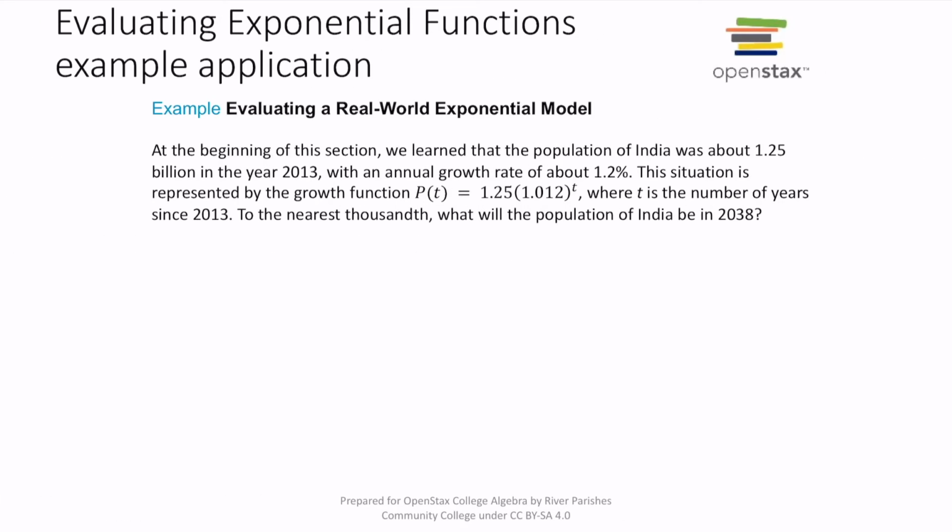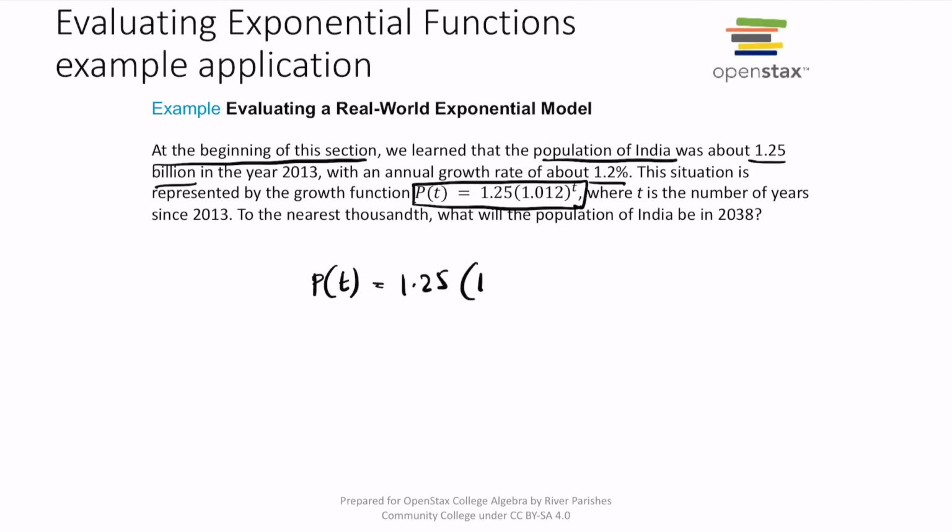Next, let's start with this problem. At the beginning of this section we learned that the population of India was about 1.25 billion, with an annual growth rate of 1.2%. The situation is presented using this function, which explains that population growth. P of t is equal to 1.25 times 1.012 to the power t, where t represents the number of years since 2013. To the nearest 1000, what will the population be in 2038?